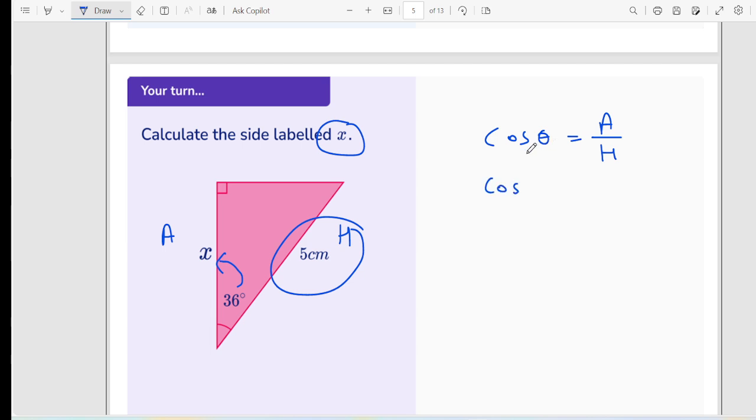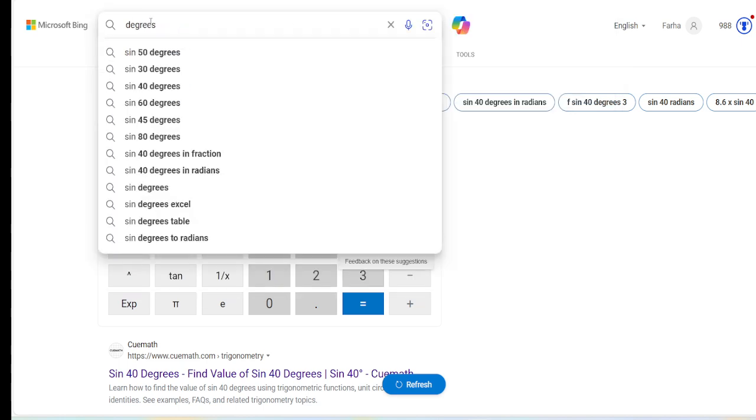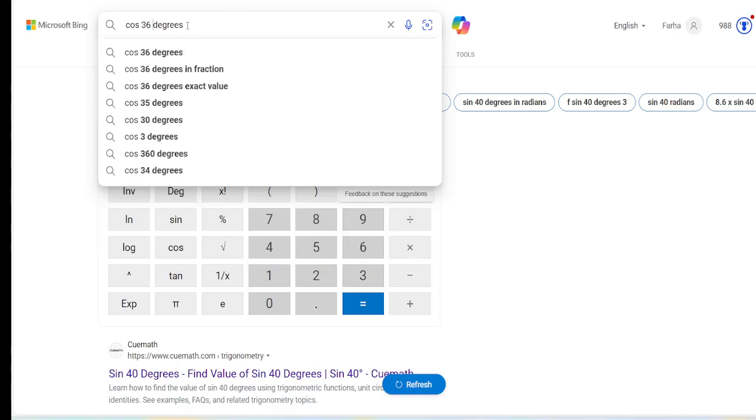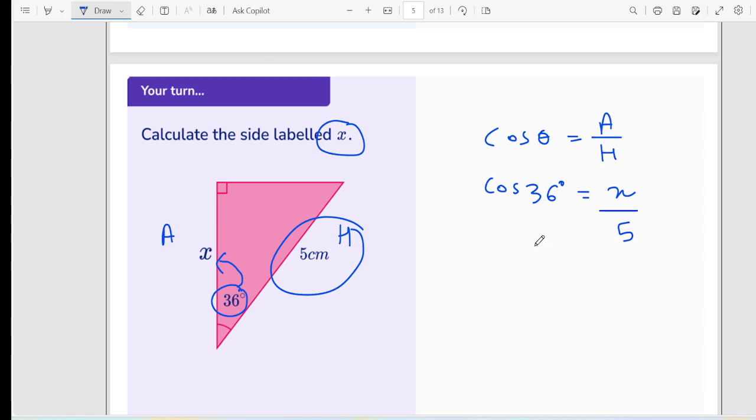What is the value of theta? The angle is 36 degrees, so I'll plug in this value. Adjacent is x, right? This is x, and the hypotenuse is given as 5. Again I'll find the value of cos 36 degrees, which is 0.81. So in place of this I'm putting 0.81 equals x over 5.